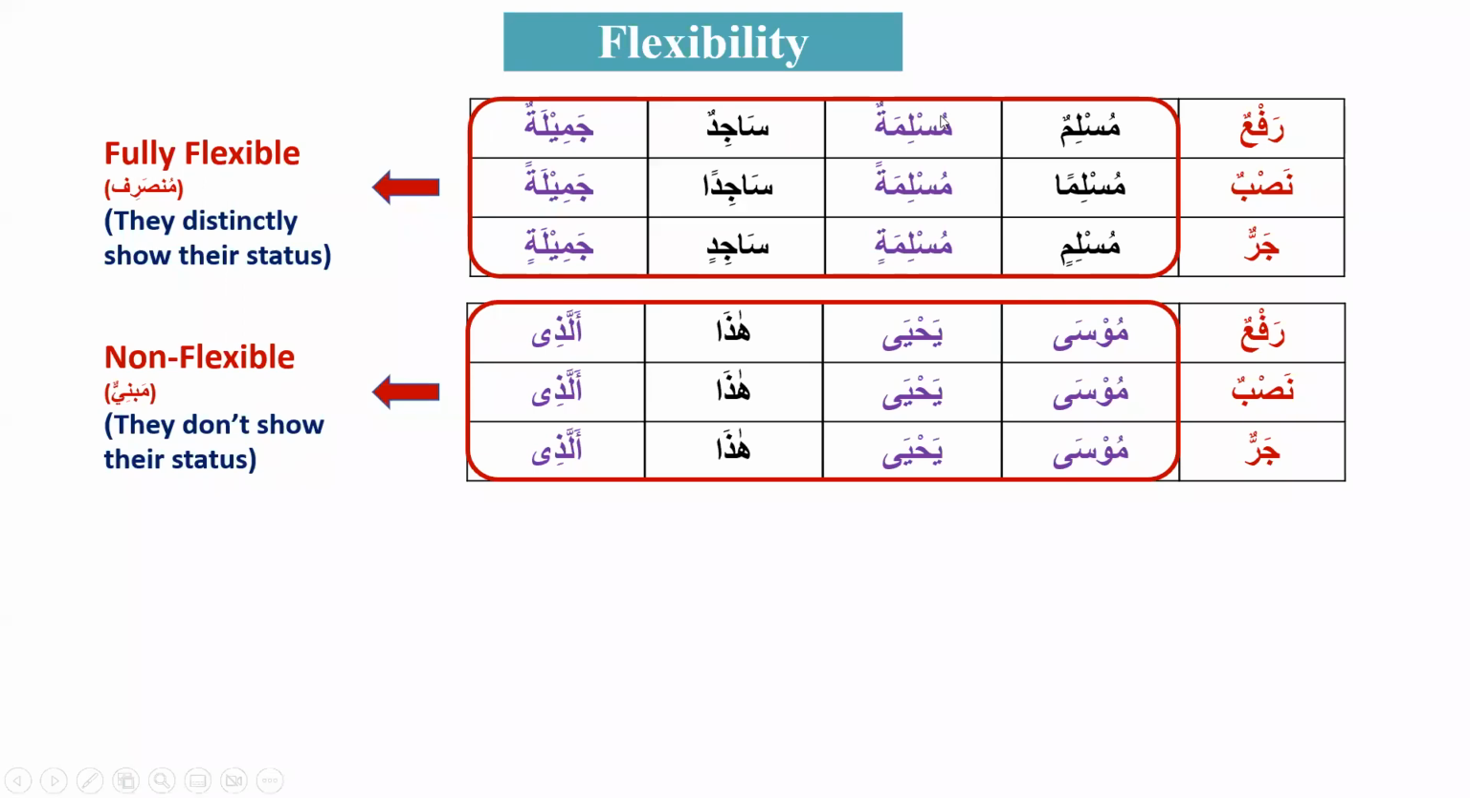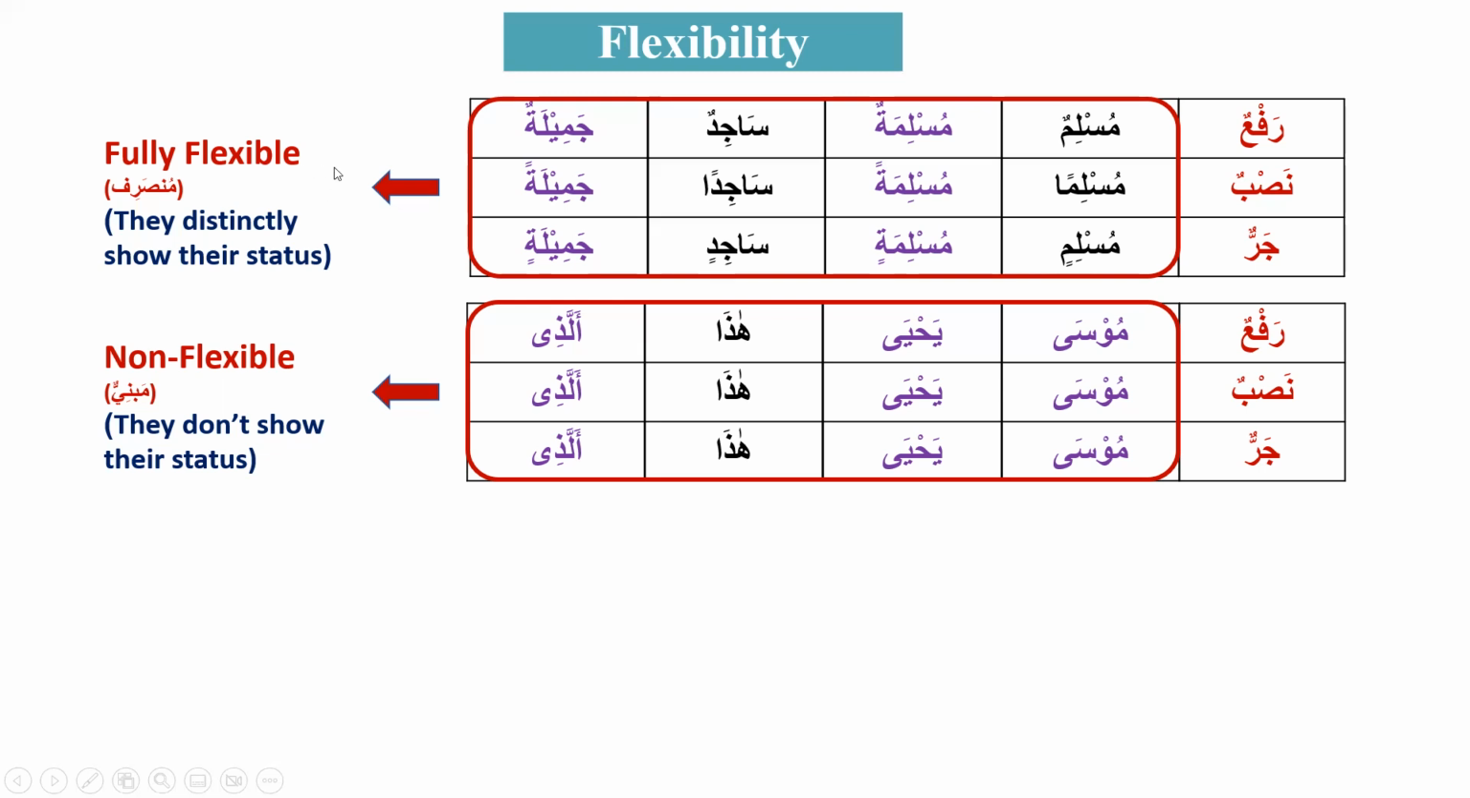Like when you look at Muslimun, Muslimun is showing its status with the help of Dhamma. Musliman is showing its status with the help of 2 Fatha. And Muslimin is also showing its status by 2 Kasra. But over here, Musa doesn't show its status. Similarly, Yahya, Haza family words and Allazi family words. So we call these types of words who do not show their status non-flexible.